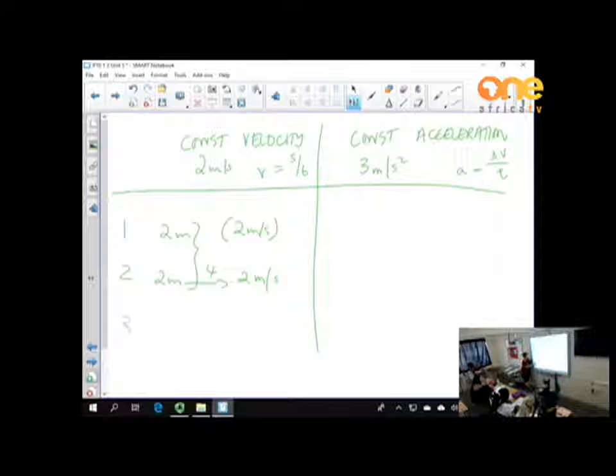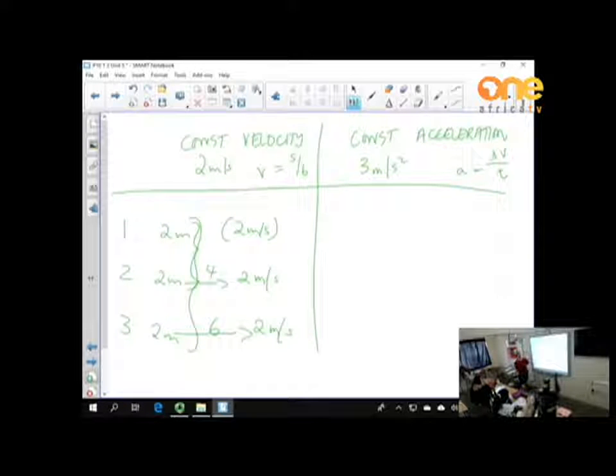In the third second, what distance will I travel? Still 2 meters. In total, after 3 seconds, I will have traveled 6 meters. What is my speed? 2 meters per second. Are you with me?